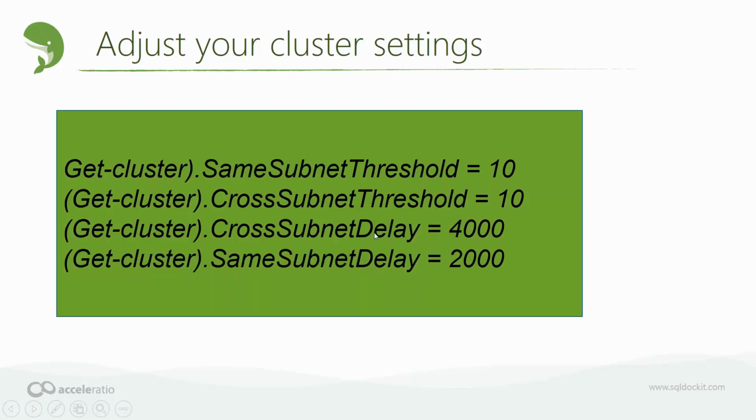Same for the delay between 2 R beats. It can be adjusted in 2 subnets to 4,000 milliseconds, and in the same subnet to 2,000 milliseconds. So this looks fine. We learn that on the ground.